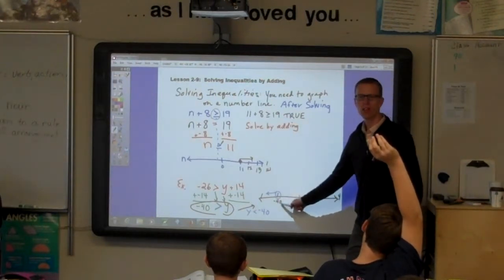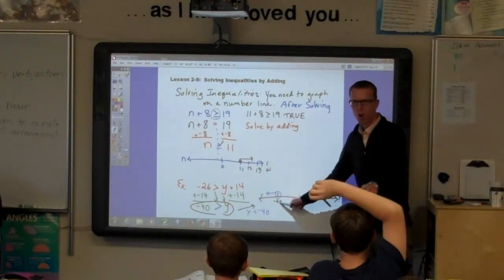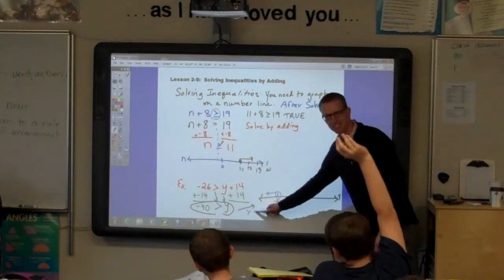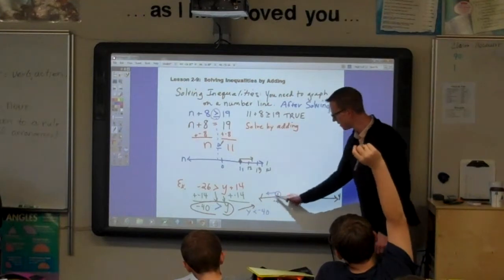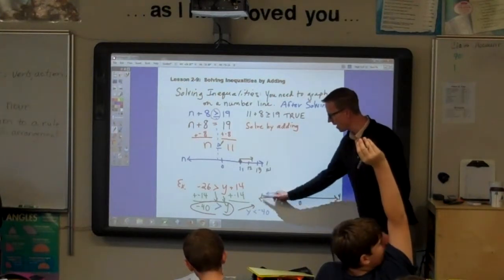Mark negative 40 with what? Open dot, because it's a less than sign. It's not less than or equal to. It's just the less than sign. Use an open dot and an arrow to the left.